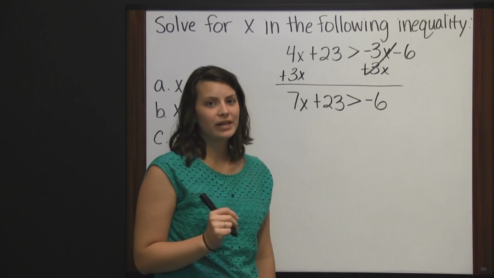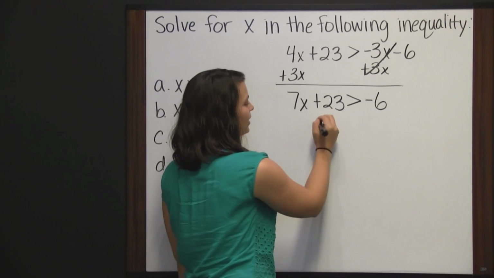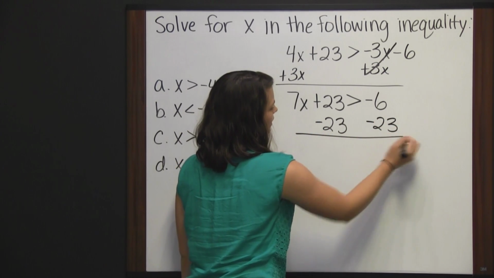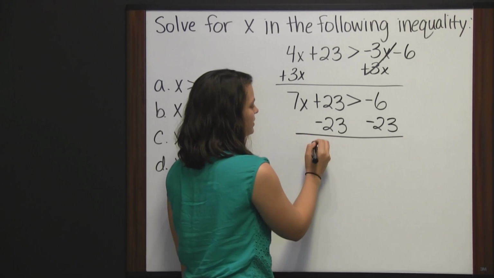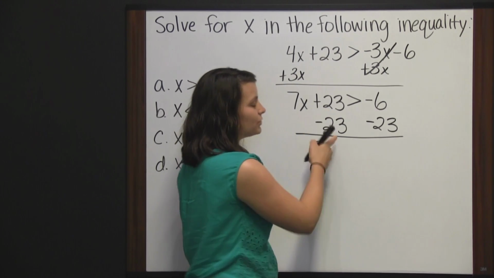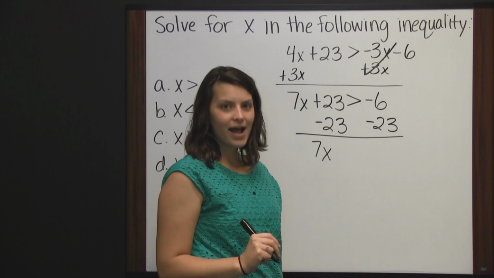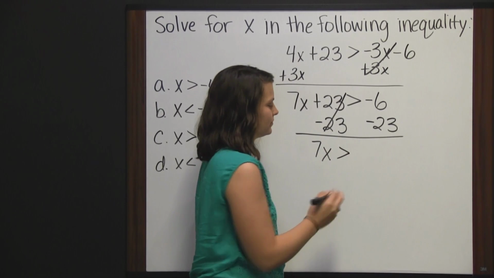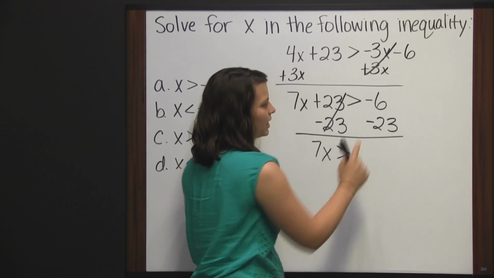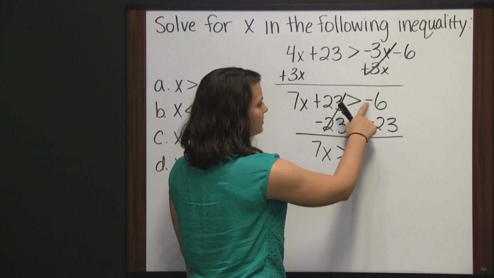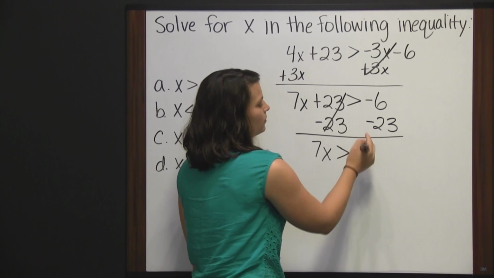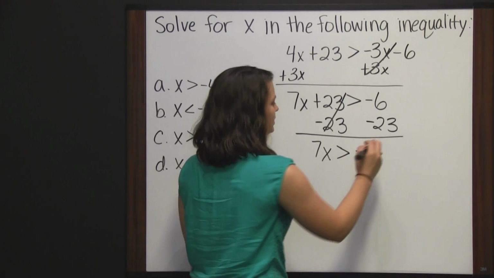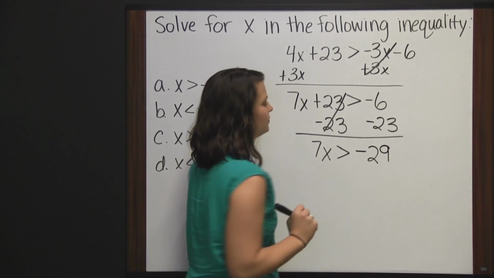Next, we want to remove 23. The opposite of adding 23 is subtracting 23. So subtract 23 from both sides. Bring down the 7x. Plus 23 and negative 23 are additive inverses, so they cancel. Bring down the greater than sign. Negative 6 and negative 23, they have the same signs, they're both negative, which means our answer is negative, and we just add the numbers together. 23 plus 6 is 29, so it's negative 29.